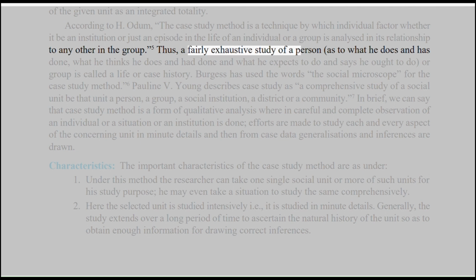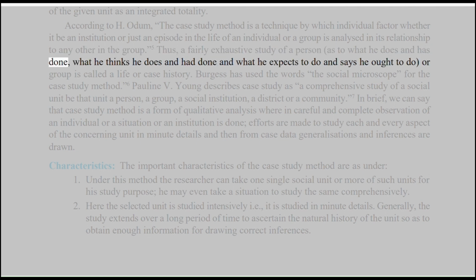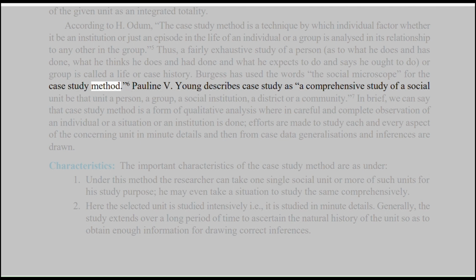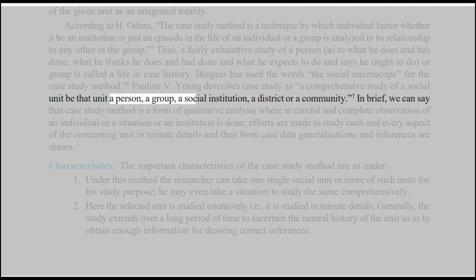Thus, a fairly exhaustive study of a person as to what he does and has done, what he thinks he does and had done, and what he expects to do and says he ought to do, or group is called a life or case history. Burgess has used the words the social microscope for the case study method. Pauline V. Young describes case study as a comprehensive study of a social unit, be that unit a person, a group, a social institution, a district, or a community.